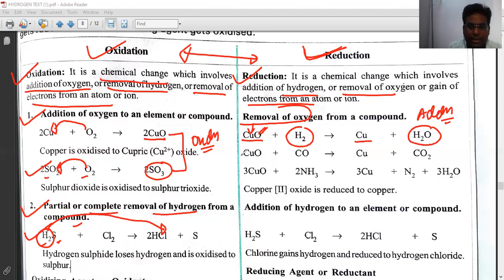Now look at the next example. Copper oxide, when it reacts with carbon monoxide, we get copper and carbon dioxide, right? So again, from copper oxide, oxygen is removed. And in the third example, when copper oxide reacts with ammonia, here also we get copper, nitrogen gas and water molecules. So write these points of oxidation and reduction.